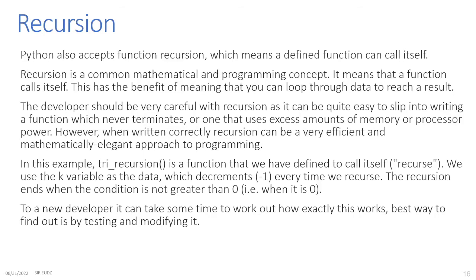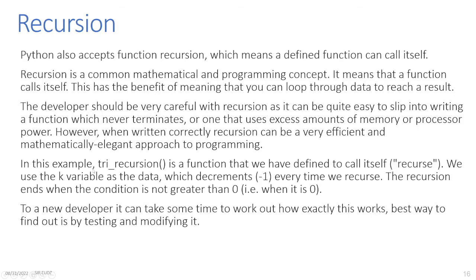Recursion. Python also accepts function recursion, which means a defined function can call itself. Recursion is a common mathematical and programming concept. It means that a function calls itself. This has the benefit of meaning that you can loop through data to reach a result. The developer should be very careful with recursion, as it can be quite easy to slip into writing a function which never terminates, or one that uses excess amounts of memory or processor power. However, when written correctly, recursion can be a very efficient and mathematically elegant approach to programming.